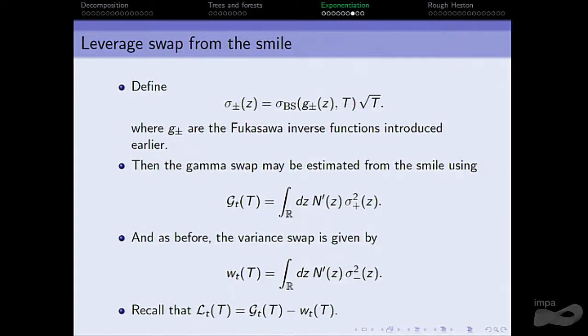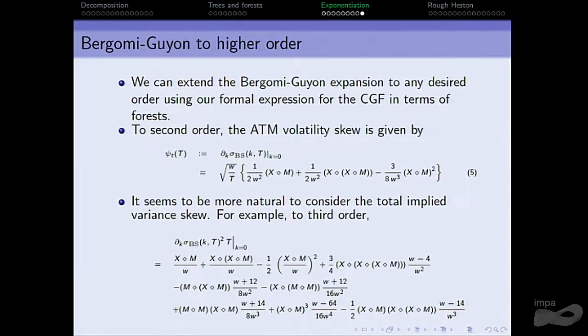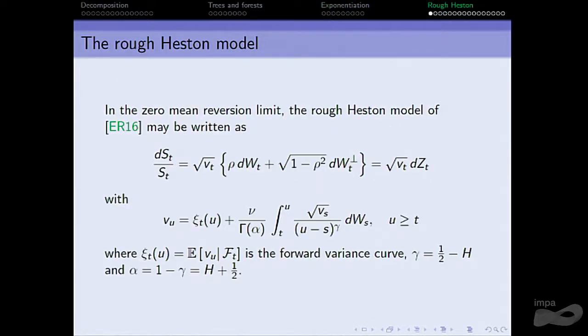Okay. So can we get the leverage swap from the smile? Yes, it's easy. We know how to get the gamma swap from the smile, and we know how to get the variance swap from the smile, and this is actually very practical. So I'm going to skip that. I talk about how beautiful the Bergomi-Guillon expansion is, and we can extend this expansion to all orders up to infinity. I don't know how useful that is. You go to the first couple of terms and you see, oh, this is beautiful, the leverage swap is emerging, but then you get all this junk. So one can do it, but it's not clear that it's interesting.